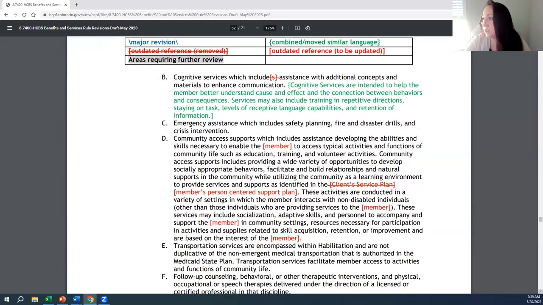B, cognitive services, which include assistance with additional concepts and materials to enhance communication. Cognitive services are intended to help the member better understand cause and effect and the connection between behaviors and consequences. Services may include training in repetitive direction, staying on task, levels of receptive language capabilities, and retention of information.